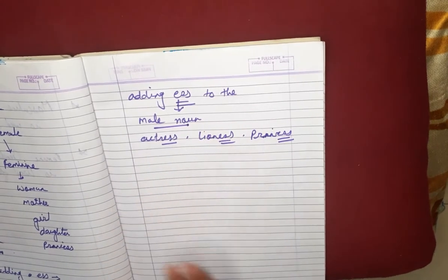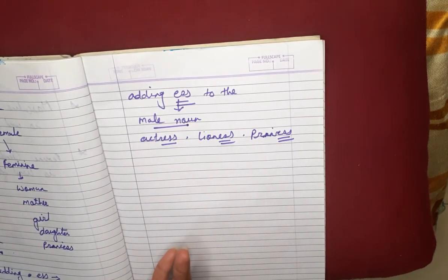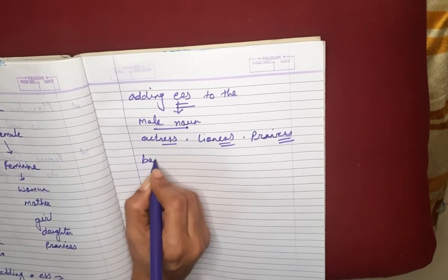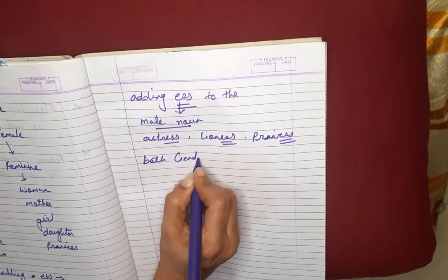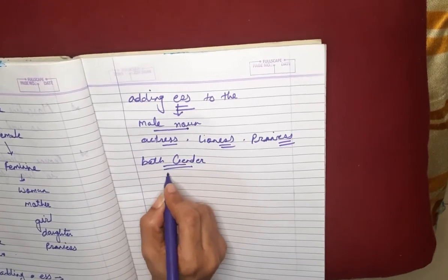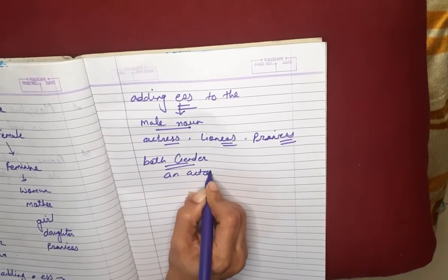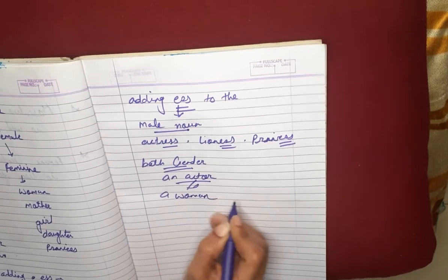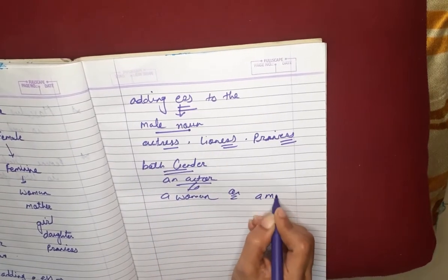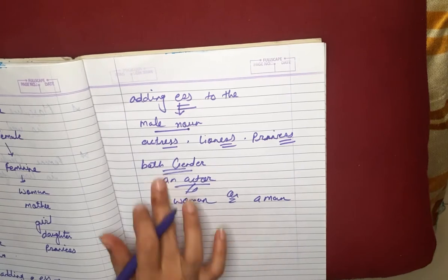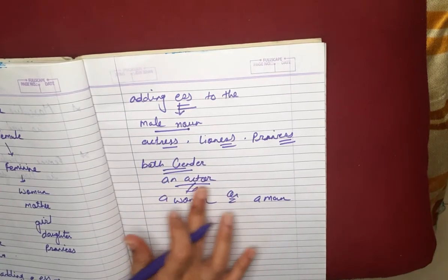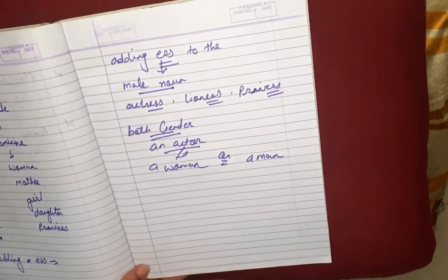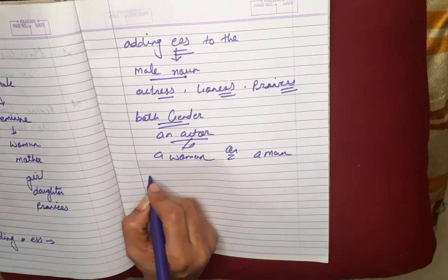Nowadays with many of these nouns, the male gender noun is used to refer to both genders. For example, an actor we can use for both genders. An actor can be a woman or a man. We can use an actor, for example, for a woman or a man. Okay, so we will learn a masculine gender and a feminine gender.